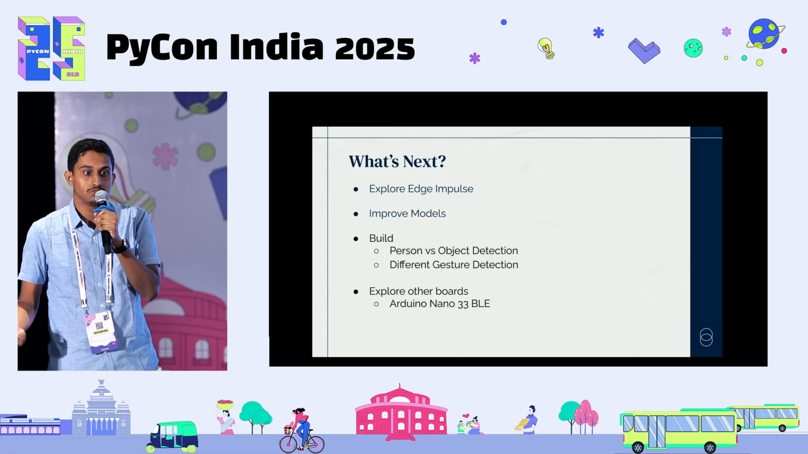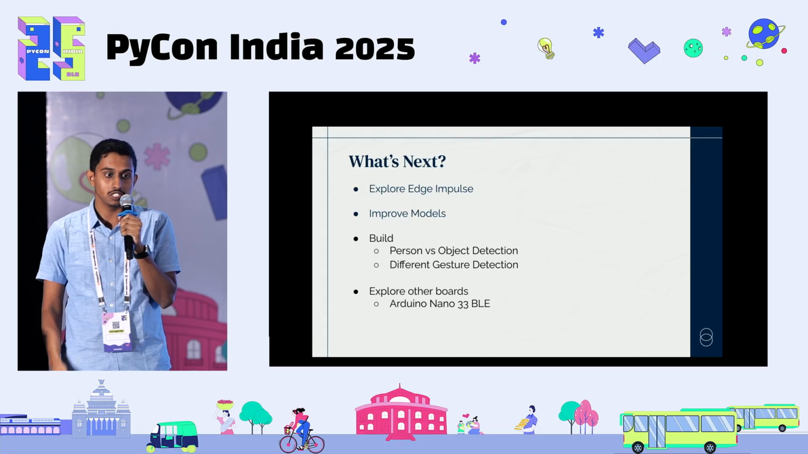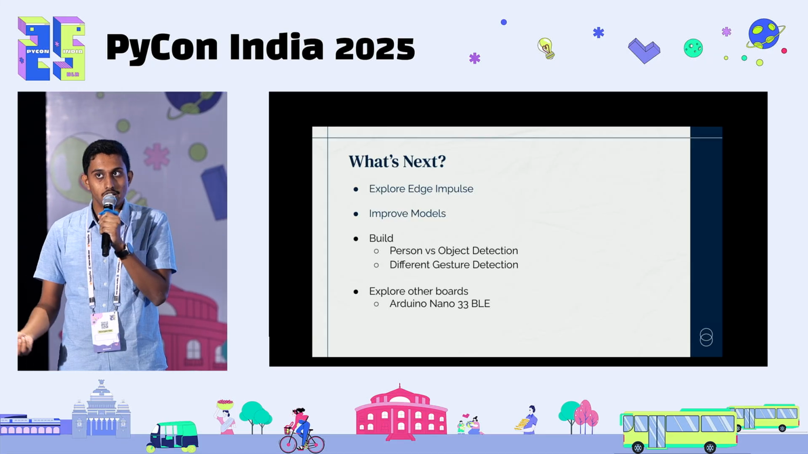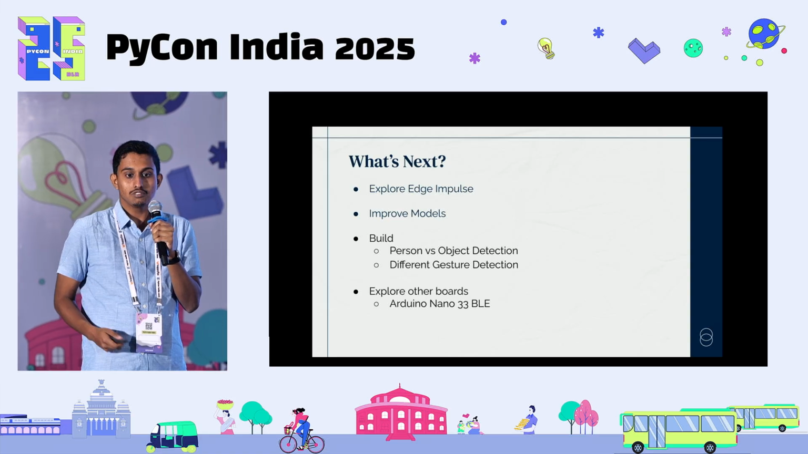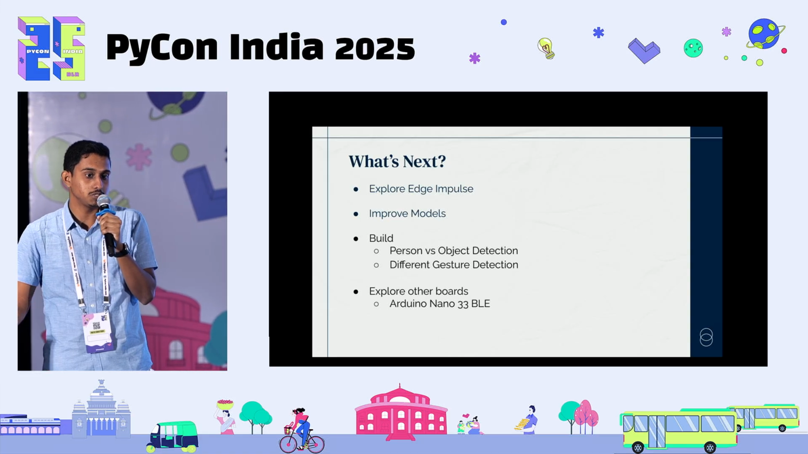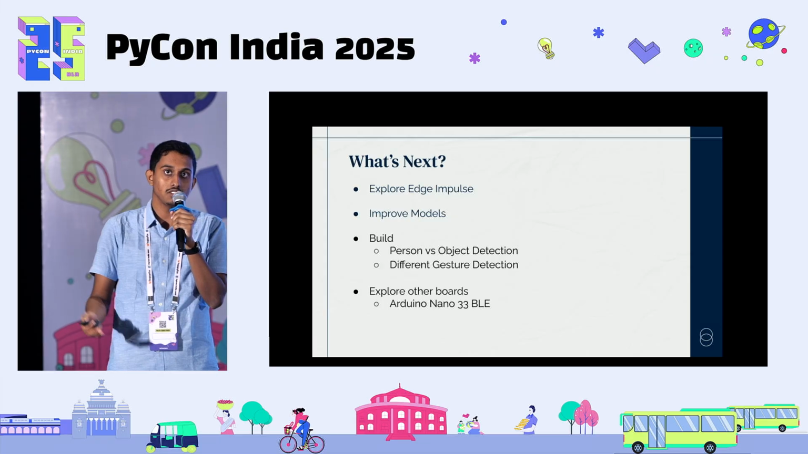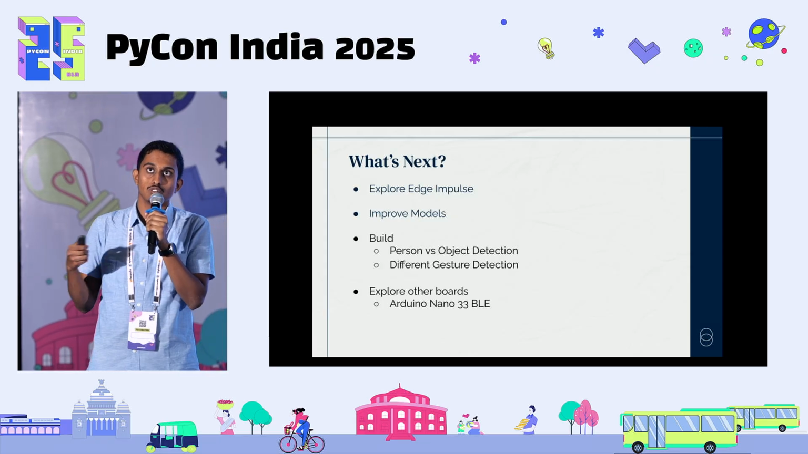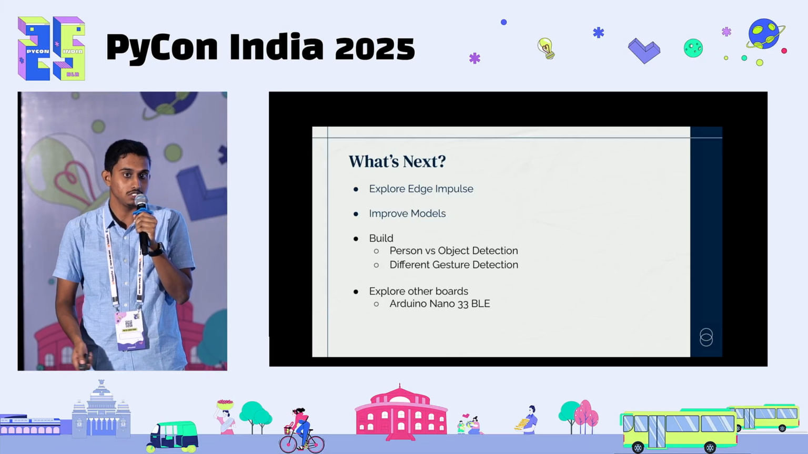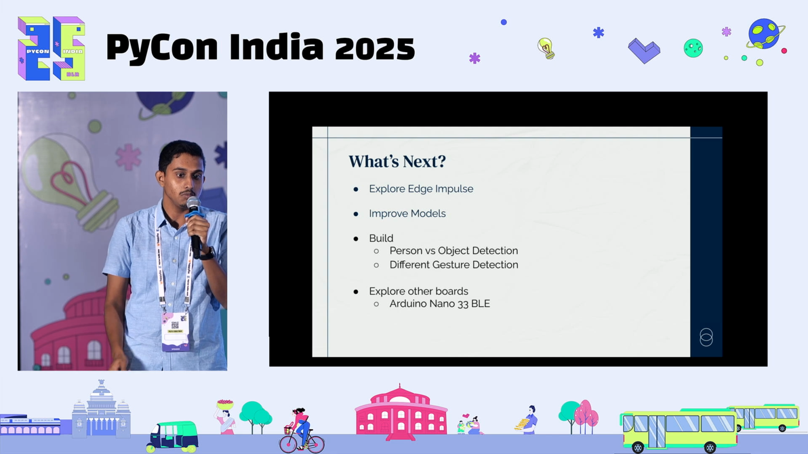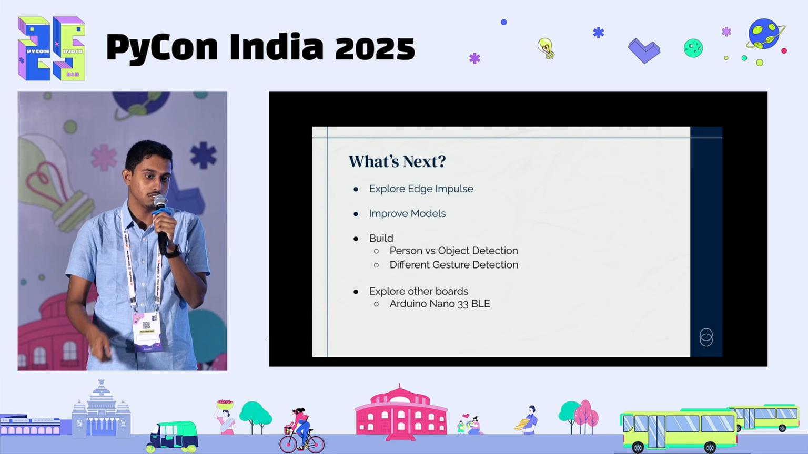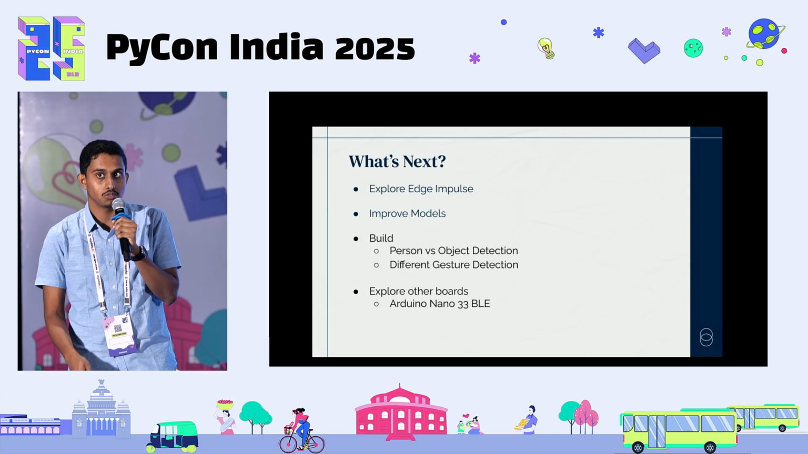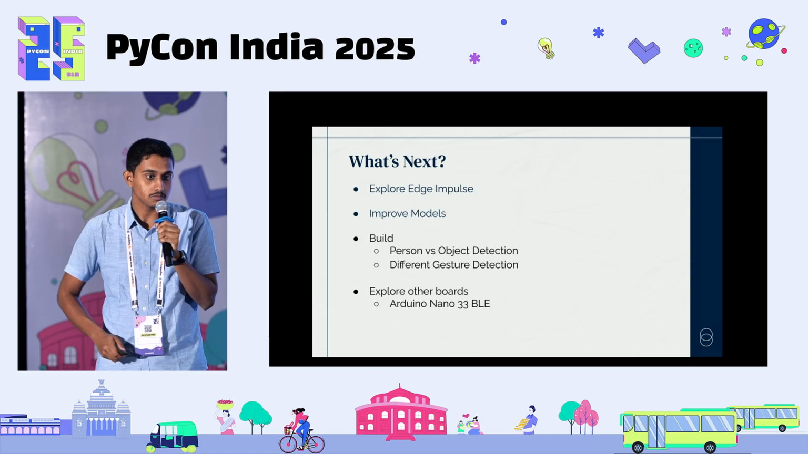What can you do? Maybe explore Edge Impulse. Maybe explore the models that we built and try to improve those. You can also build something like person versus object detection. Nowadays doorbells have this, using this same feature. And maybe try to explore the other boards that you can use. Arduino Nano 33 BLE is one example that provides you with better hardware.